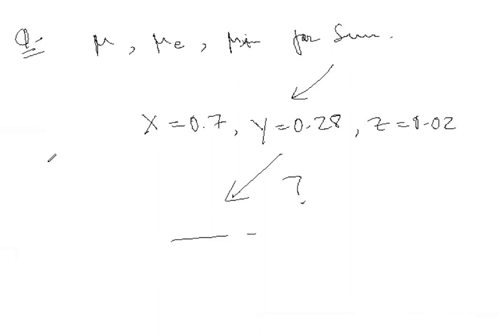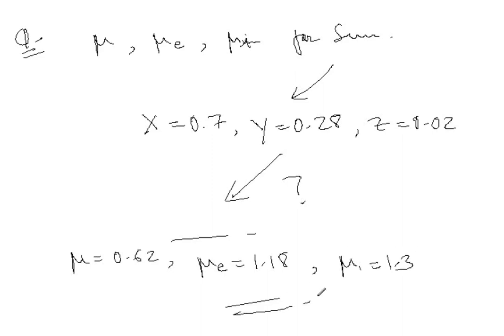I am just giving you the result. I have waited. Okay, you will check that the values are mu is equal to 0.62, mu_E is equal to 1.18, and mu_I is equal to 1.3. You check this. So this was question number 1. Let me give you another question. Very quick, short question.